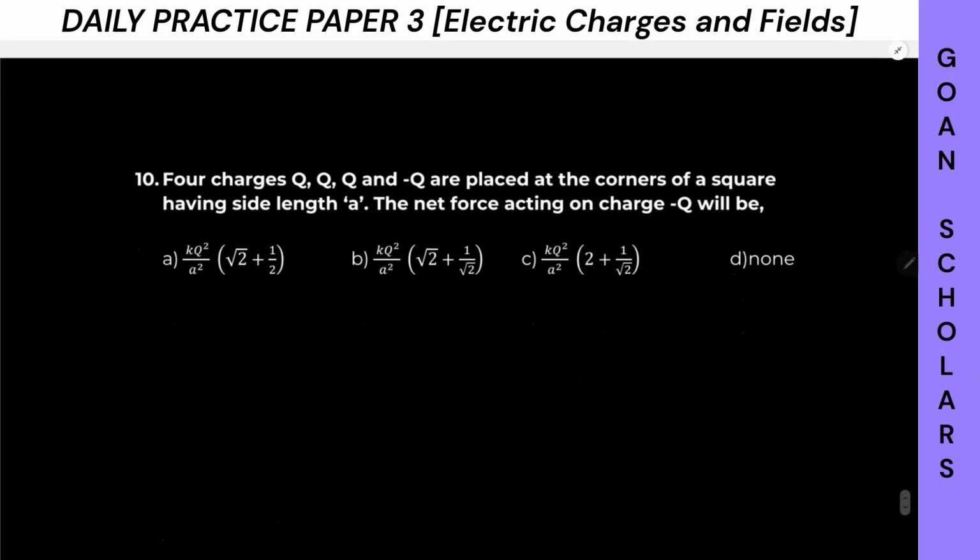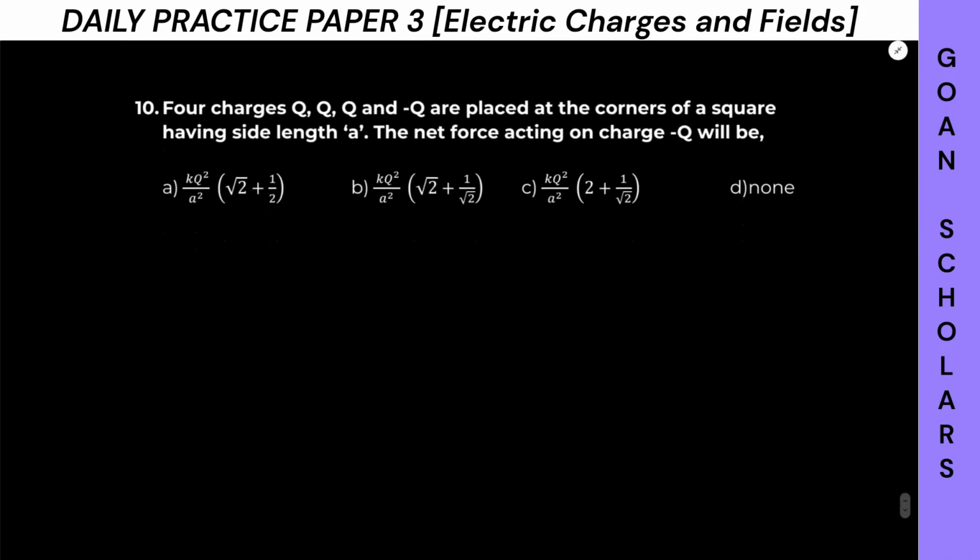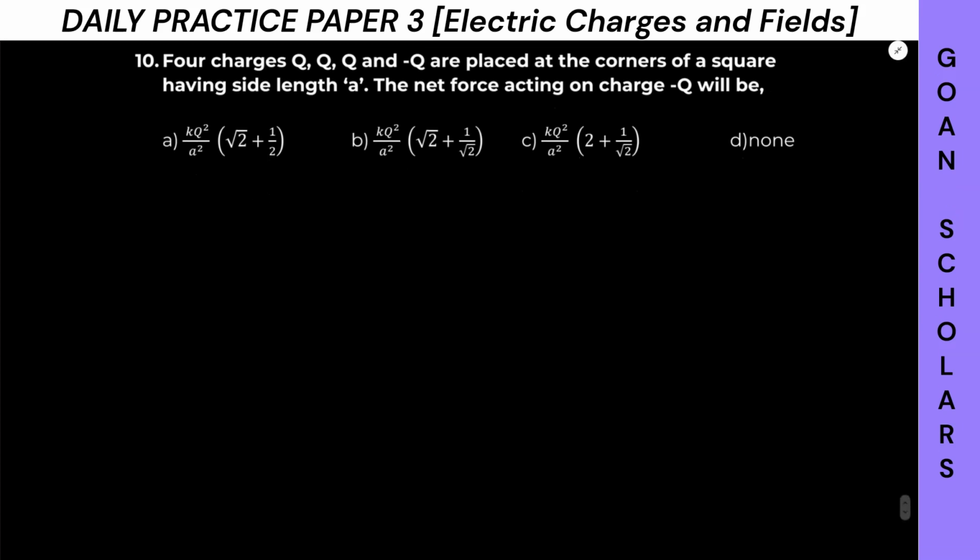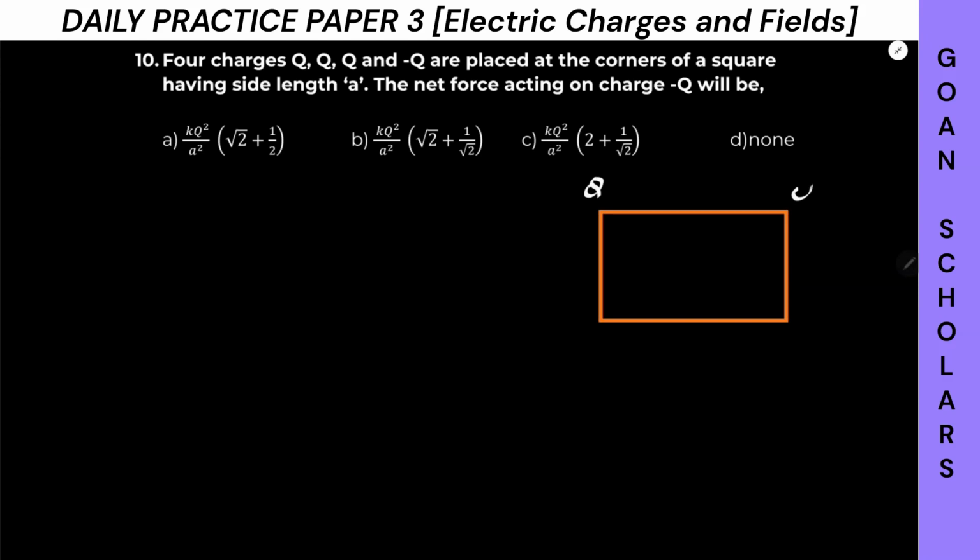Let's move to the last question of practice paper 3. That is our 10th one. 4 charges are placed at the corners of a square having side length this, then the net. Okay. So here we have a square. So let's draw a square here. This is our square. Just assume it, though it looks like a rectangle, but it's a square. Okay. And here we are putting the charges Q, Q, Q, and okay. So let's go in the same order. Q, Q, Q, and minus Q. Okay. Let's call them A, B, C, and D.